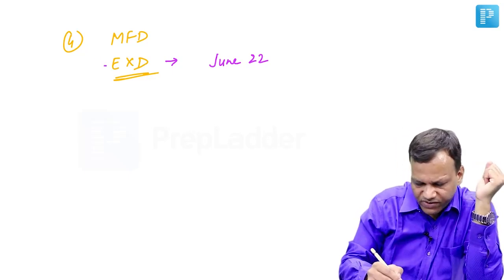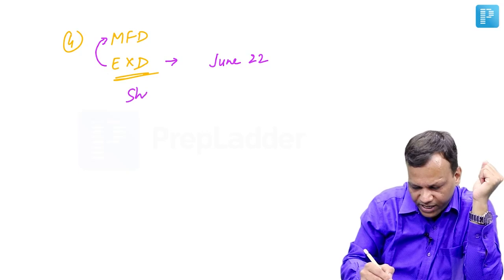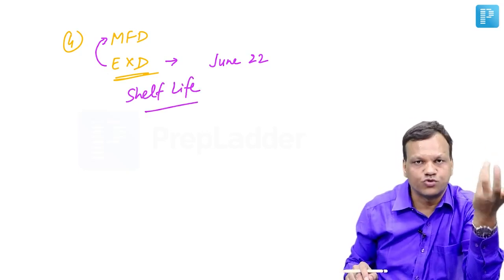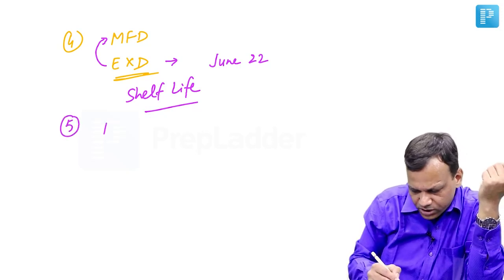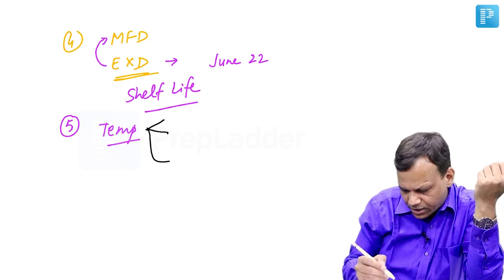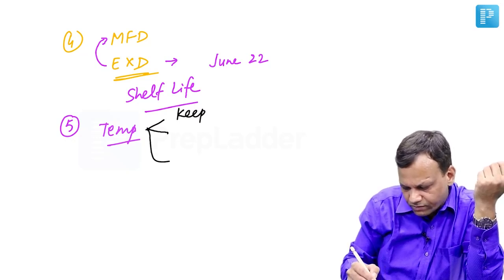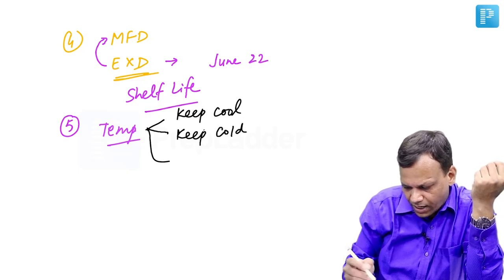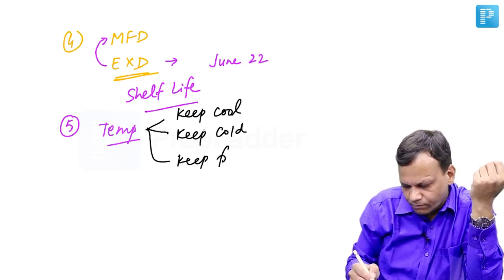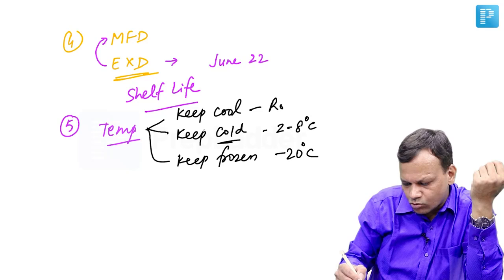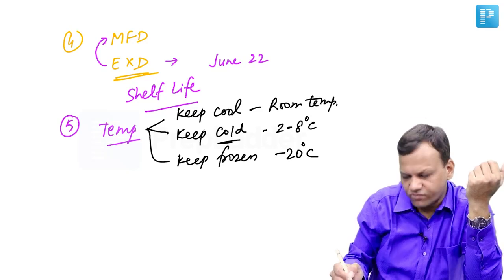Okay. Then the difference between expiry date and manufacturing date is known as shelf life. That means how much time the drug can be kept on the shelf of the pharmacist and still be useful. Okay. Then lastly, we need to know the temperature controls, at which temperature we should store the drug. So the drug label can say keep cool, keep cold, and keep frozen. Keep frozen means around minus 20 degrees Celsius, keep cold means 2 to 8 degrees Celsius, and keep cool means room temperature. These are the storage temperatures of the drug.